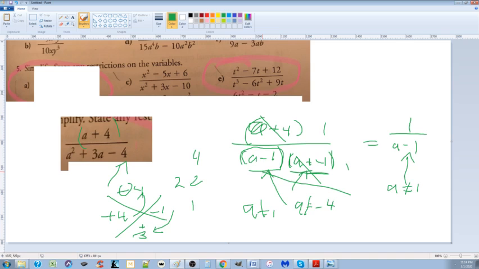But it's not true, because we started with the original formula. So we must also include a cannot equal minus 4. That's the answer to that one. Let's look at this last one.